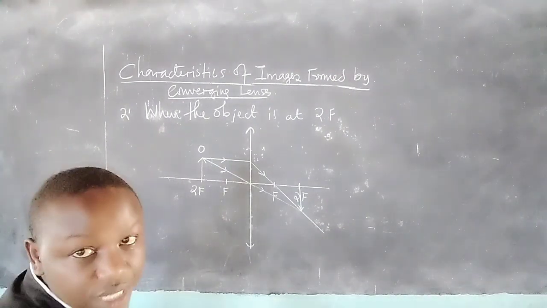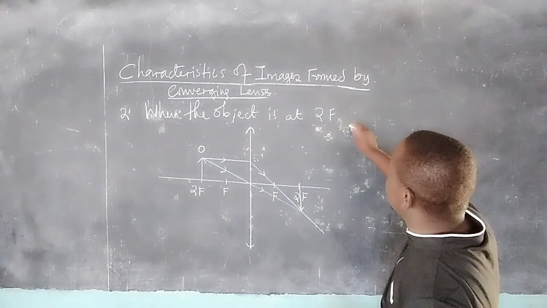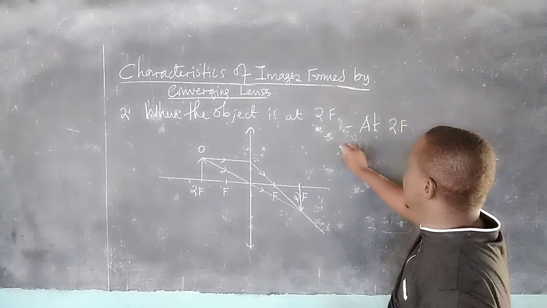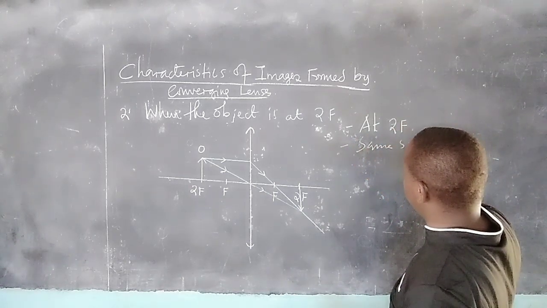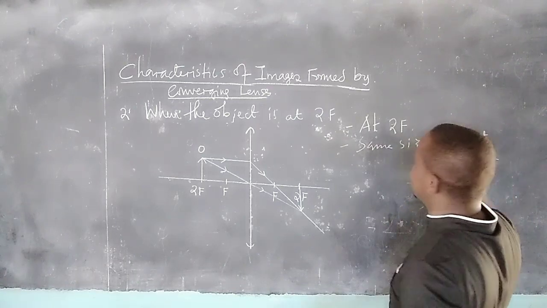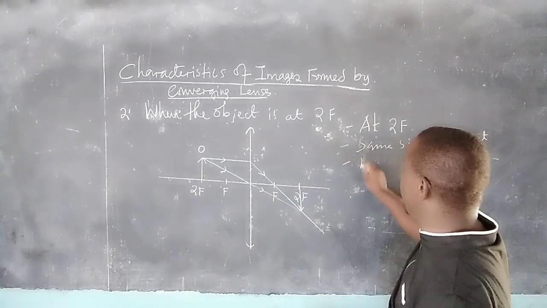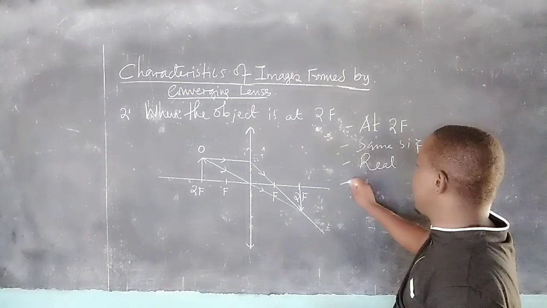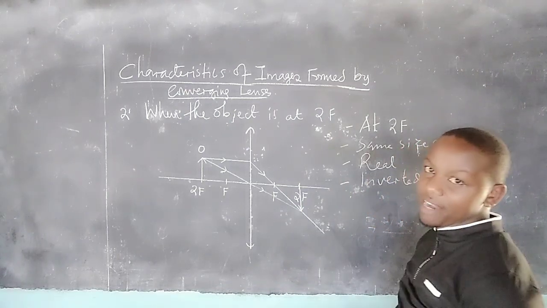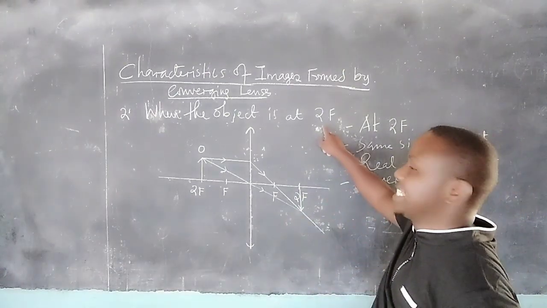Whereby we're just going to observe this image. One, it's formed at 2F, same size as the object, so it is not magnified, it is not diminished. And again, it is real, and finally, it is inverted. So those are the properties of the image formed when the object is at 2F.